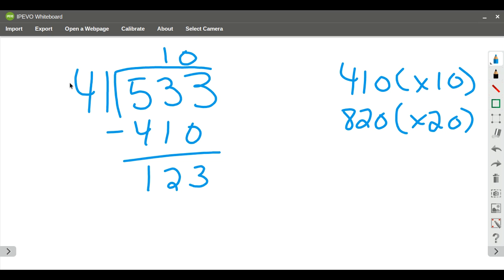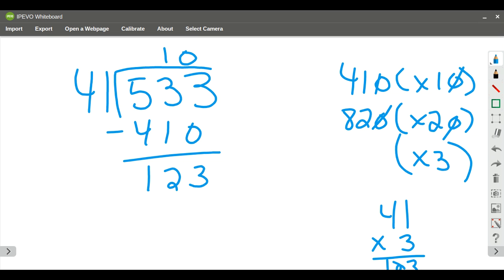So now I'm looking for how many times 41 is going to go into 123. So here I had 820. So if I just take off the zeros and just look at them as multiplying my 41's facts, I'm going to go ahead and say times 3. So 41 times 3. And I may need to just do the work off to the side. 3 times 1 is going to be 3. 3 times 4 is going to be 12. So times 3, I'm going to get 123. So that fits. That's the closest value I'm going to get.